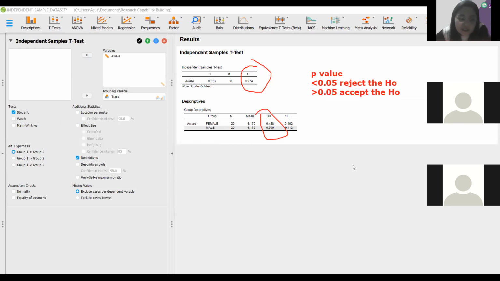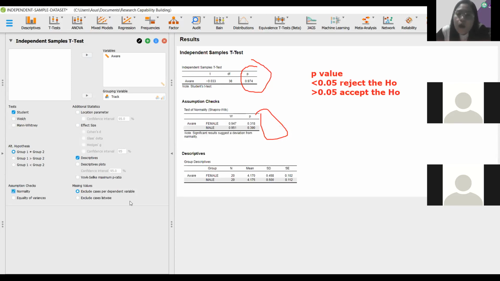Now, we can also do assumption checks. Remember, di ba, t-test is a parametric test and kailangan ma-fulfill yung mga assumptions. Number 1, normality. We can also check whether our collected set of data is really normally distributed or not. Makasigurado lang tayo na tama yung paggamit natin ng independent sample t-test. So pag i-click mo itong normality, lalabas itong assumption check, the test of normality or the Shapiro-Wilk test.